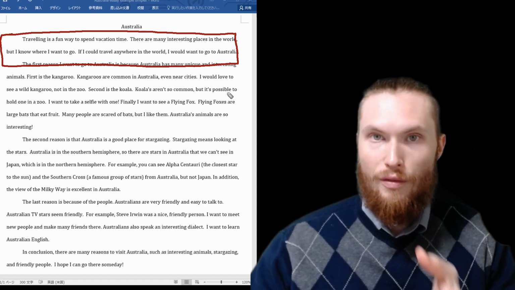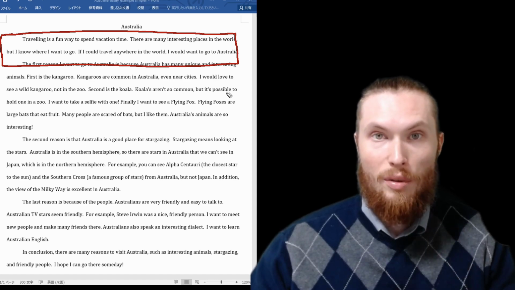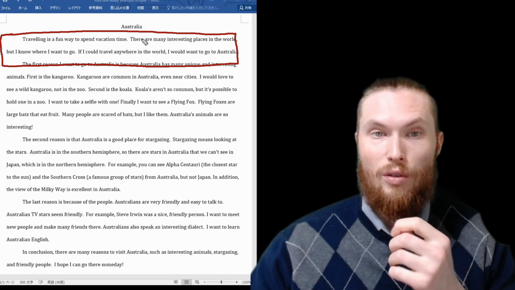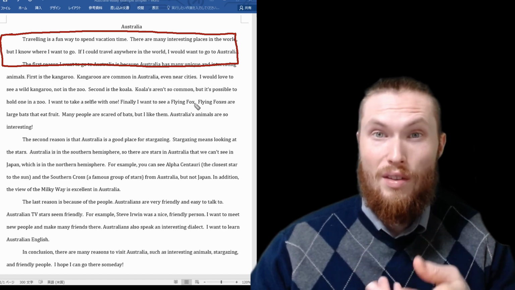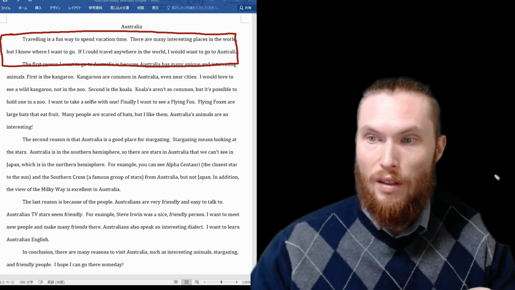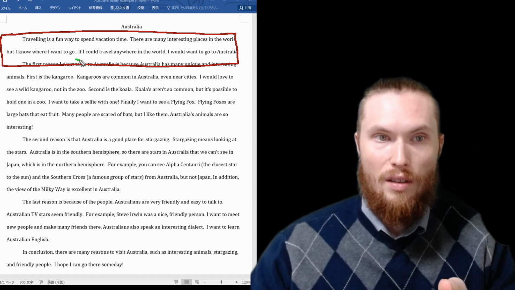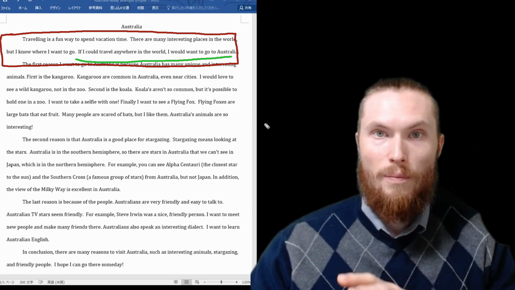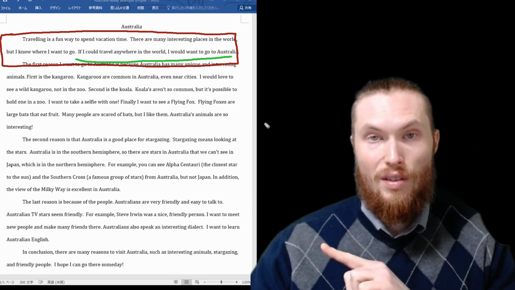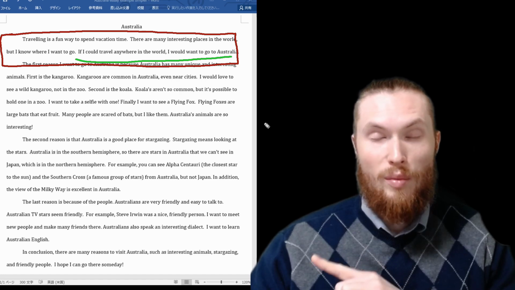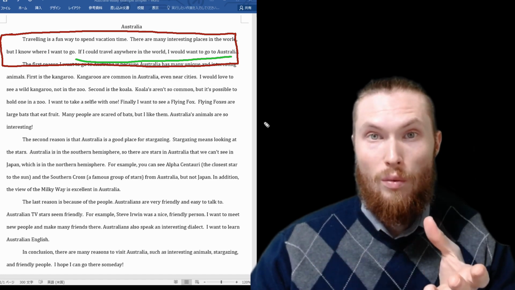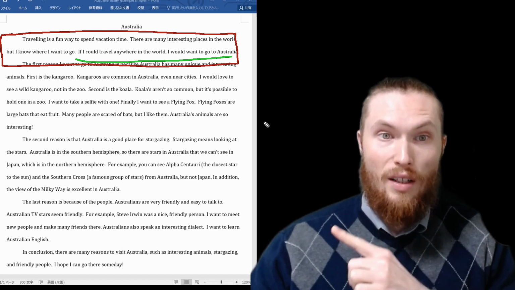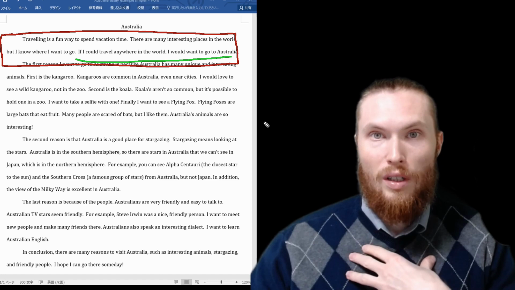So remember, the first two sentences are about introducing the topic. So the topic is kind of travel. Where would you go? So there's a sentence about travel and interesting places. This is background information. And then the thesis statement is the last sentence. If I could travel anywhere in the world, I would want to go to Australia. And this is the most important sentence of the essay. Remember the topic. If you could go anywhere in the world, where would you go? And the thesis statement is the answer. If I could travel anywhere in the world, I would want to go to Australia.